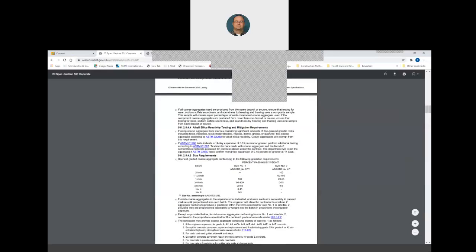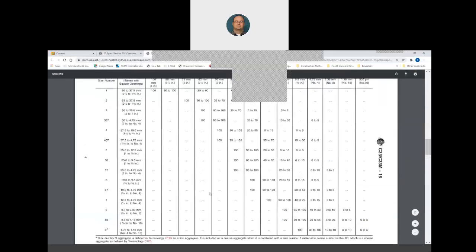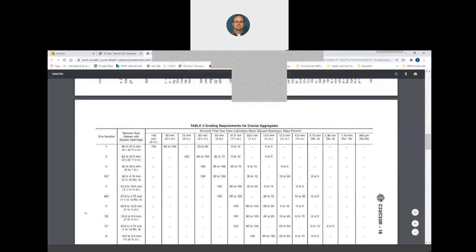So WisDOT has 2 and AASHTO, American Association of State Highway Transportation Officials, has size number 1, size number 2. WisDOT only uses 2 coarse aggregate sizes. So we need to match size number 1. Their first sieve that is 100% passing is 1 inch, okay? Let's go back up to here. First is 1 inch.